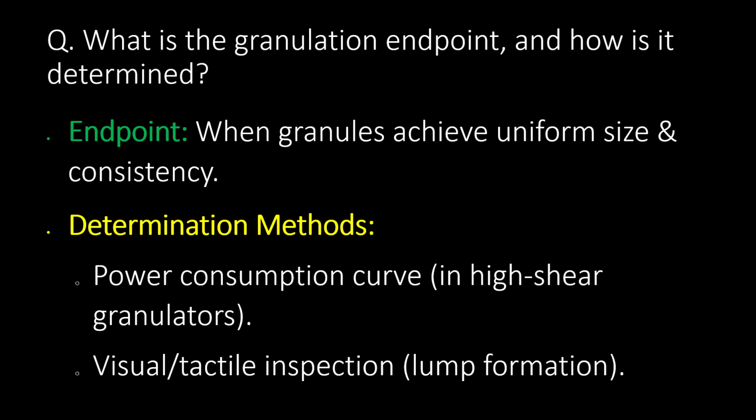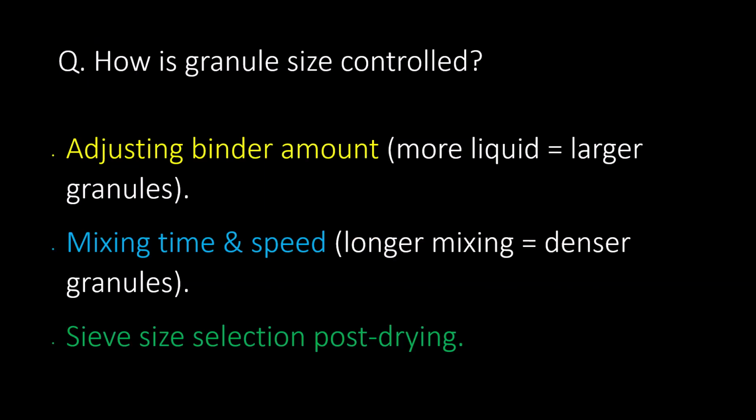Important question: what is granulation endpoint and how is it determined? Granulation endpoint is when granules achieve uniform size and consistency. Endpoint determination is done by power consumption curve and visual or tactile inspection method.